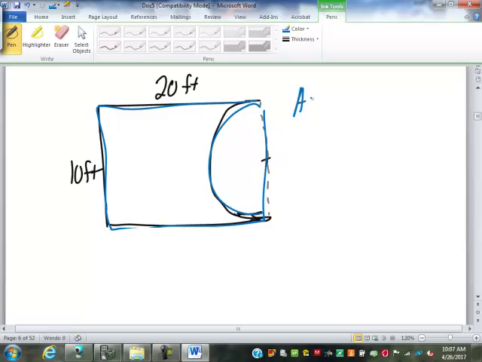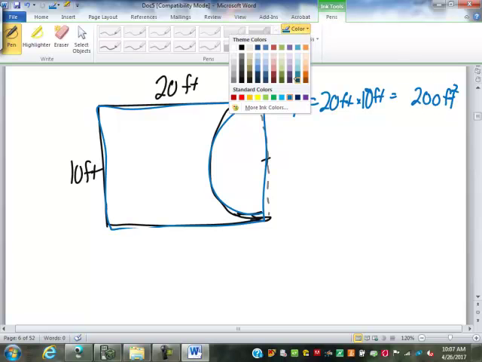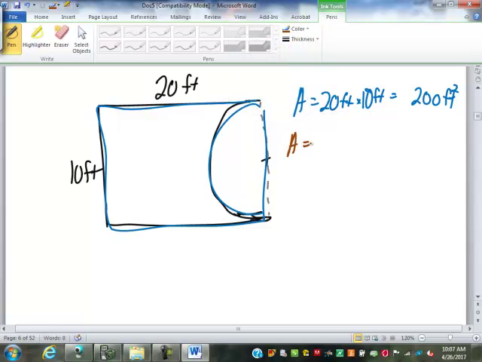So that large rectangle is 20 feet by 10 feet, which is 200 square feet. That half circle that's missing is pi times what? It's not going to be 10. It's going to be the radius. 10 is the diameter. The radius will be 5, right? Pi times 5 squared, divided by 2. Did everybody see where the 5 came from? Any questions on where the 5 came from?